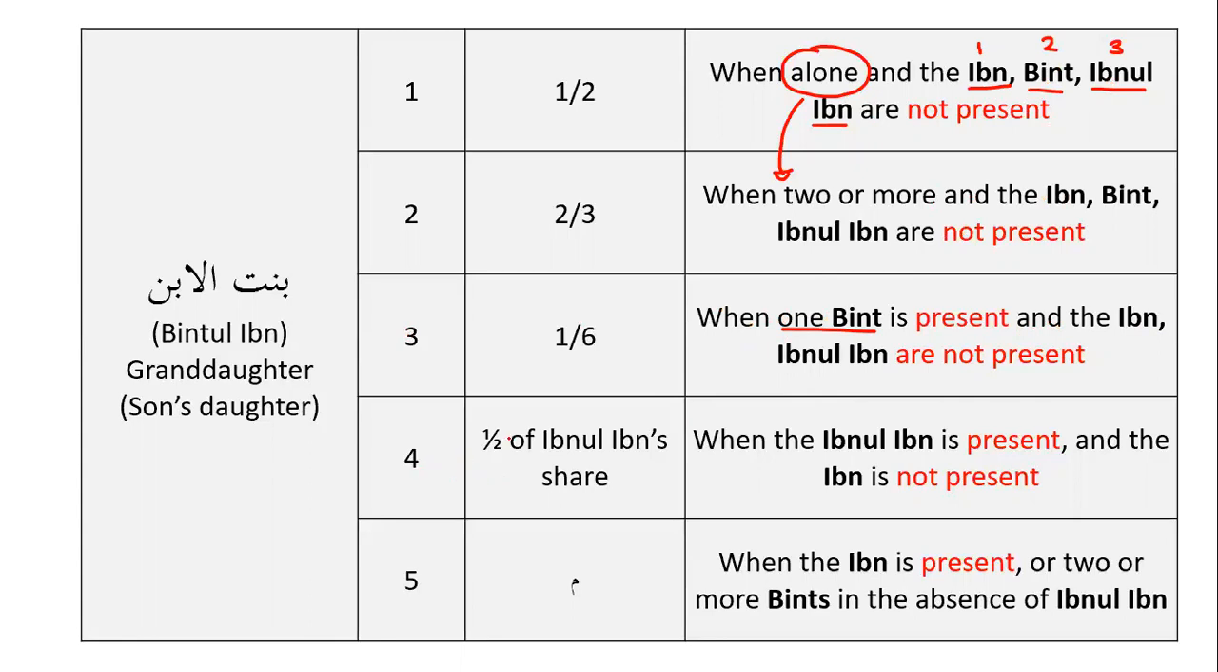Condition number 4, half of Ibnul Ibn's share when the Ibnul Ibn is present and the Ibn is not present. So if you have the Ibnul Ibn, then the Ibnul Ibn and Bintul Ibn together will become Asaba, and the Bintul Ibn will receive half of what the Ibnul Ibn receives. Inshallah, obviously we'll go over examples for each of these. And condition number 5 is when the Ibn is present or 2 or more Bints in the absence of Ibnul Ibn. 2 or more Bints in the absence of Ibnul Ibn.